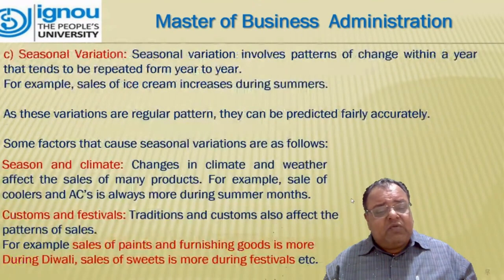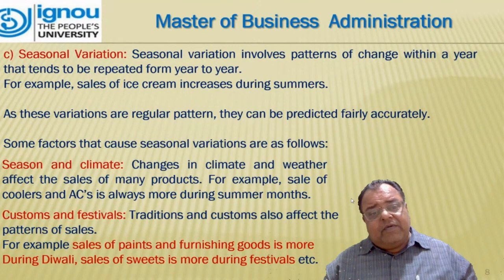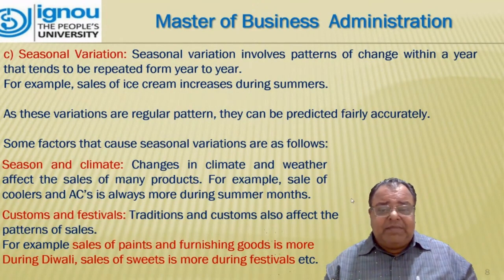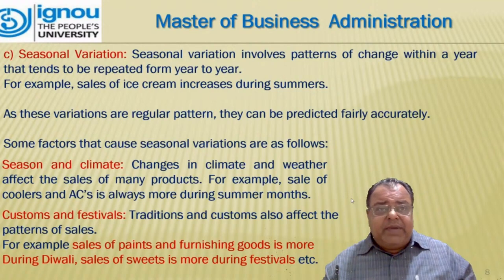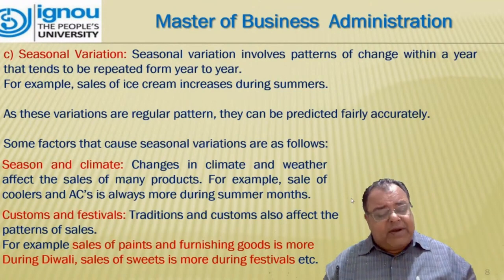Third one is seasonal variation. Seasonal variation involves a pattern of change within a year that tends to be repeated from year to year. For example, sales of ice cream increase during summer. As these variations are a regular pattern, they can be predicted fairly accurately.